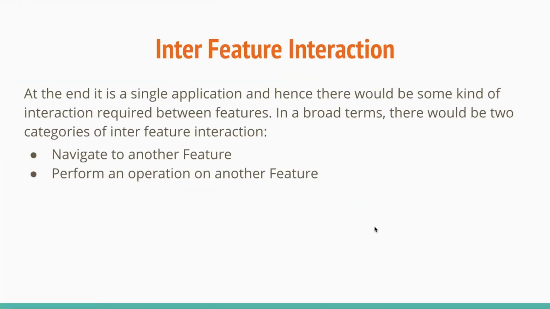As we have seen in the application, there are two kinds of feature interaction which we would require. One is where we want to navigate to another feature, and the second is where we want to perform an operation on another feature. Now let's go through these one by one and see what approaches we could apply to solve this problem. We will compare those approaches, as well as talk about what approach we have taken in the past when we applied modularization.